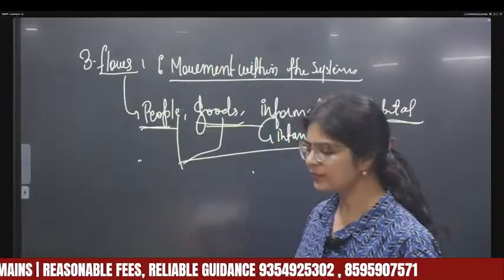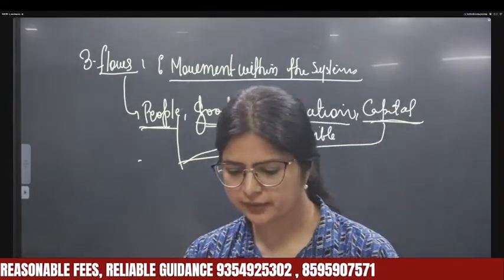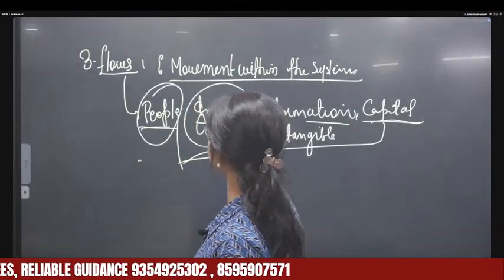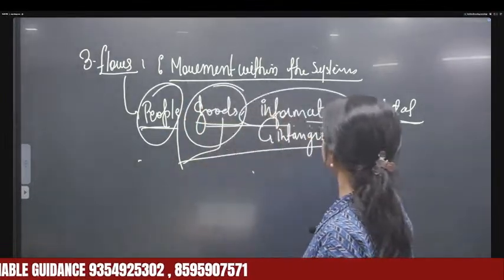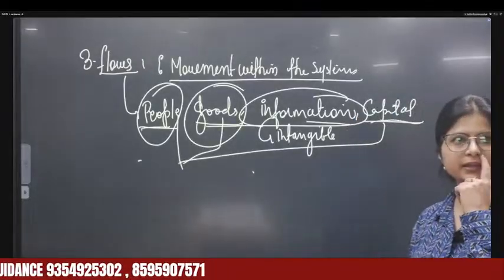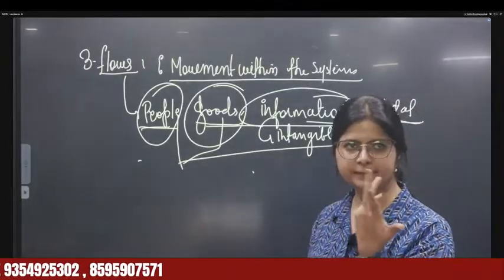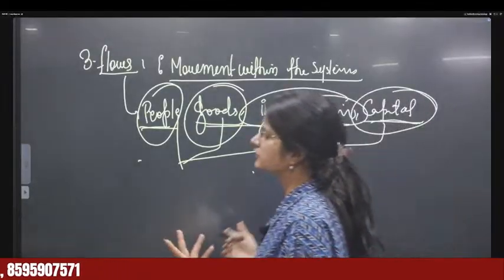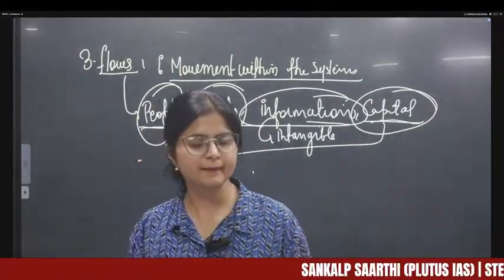और ये किस में आएगा? Examples that we have taken, अगर हम migration देखेंगे तो it will take people. अगर goods देखेंगे it will take trade. Information it will take what? Anything. Services में, services is what? Information. Then capital, again trade. ठीक है.